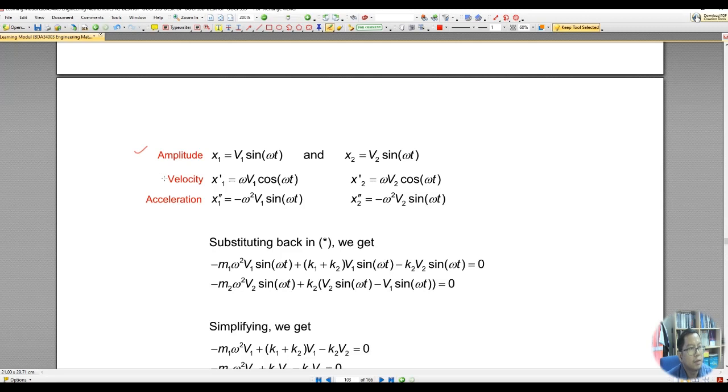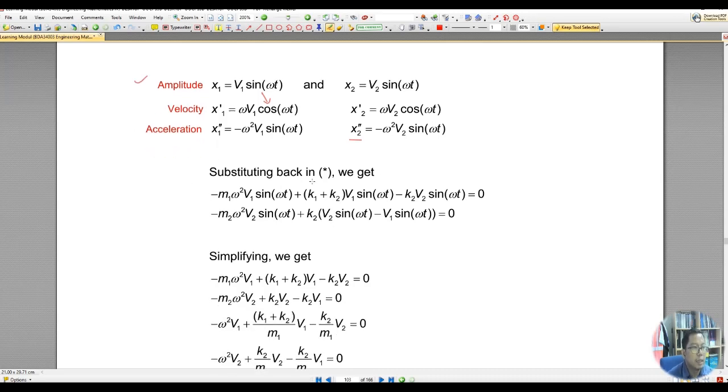This is the amplitude, and for the velocity, we change a bit. We differentiate this equation to be omega V sine, and when we differentiate we get cos omega t. For the acceleration, the double differentiation, we get minus omega power of 2 times V1 sine omega t. Same goes for x2.